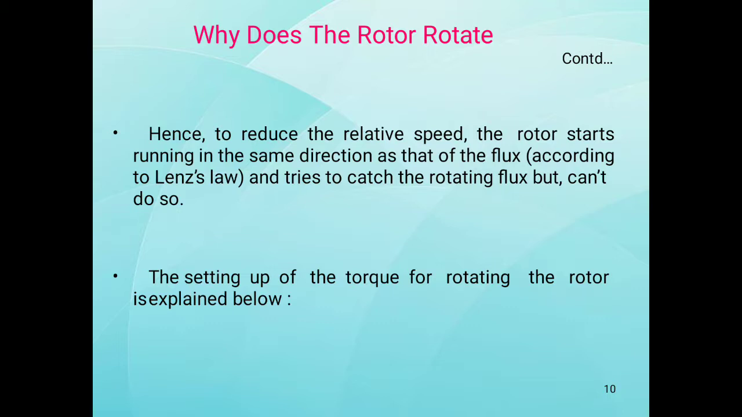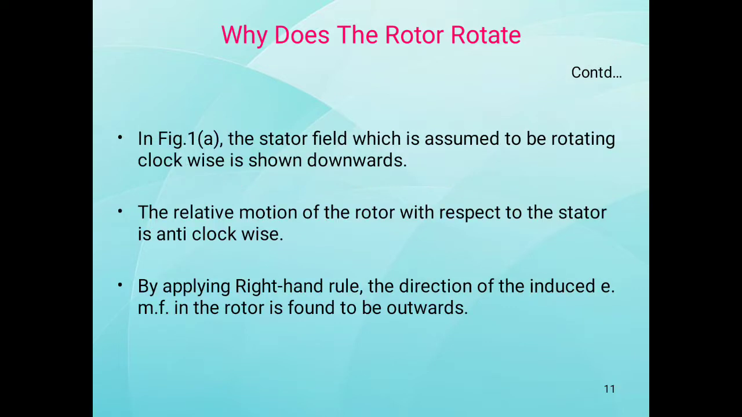The setting up of the torque for rotating the rotor is explained next. Here in figure A, the stator field, which is assumed to be rotating clockwise, is showing downwards. The relative motion of the rotor with respect to the stator is anti-clockwise. So now, by applying the right hand rule, the direction of the induced EMF in the rotor is found to be outwards.